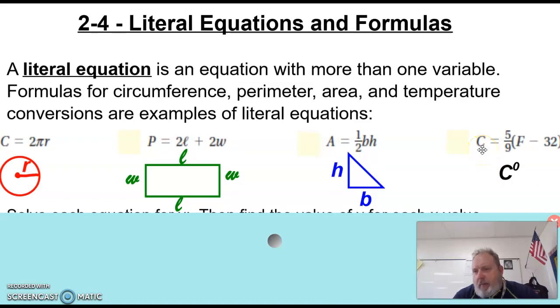This one here, this is for temperature. So in this case, we're looking for Celsius. So we can take 5/9 times the Fahrenheit temperature minus 32. So much like the metric system, where most of the world's using centimeters, meters, and so forth, and we're using feet, inches, and yards and miles, most of the world uses Celsius for temperature. We use Fahrenheit. So we can convert them back and forth using this formula right here. So these are all examples of literal equations.